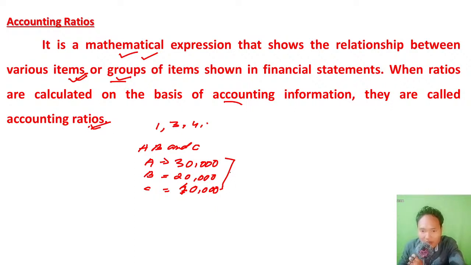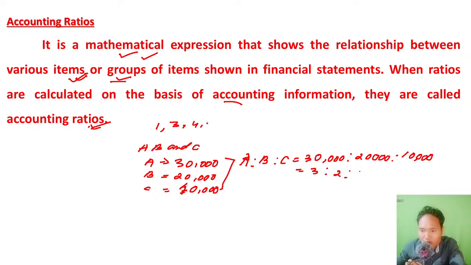Now when we convert the proportions of capital contributions into the partnership firm in the form of a ratio, then we can express it as A is to B is to C is equal to 30,000 is to 20,000 is to 10,000. It means the ratio of proportion will be 3 is to 2 is to 1.